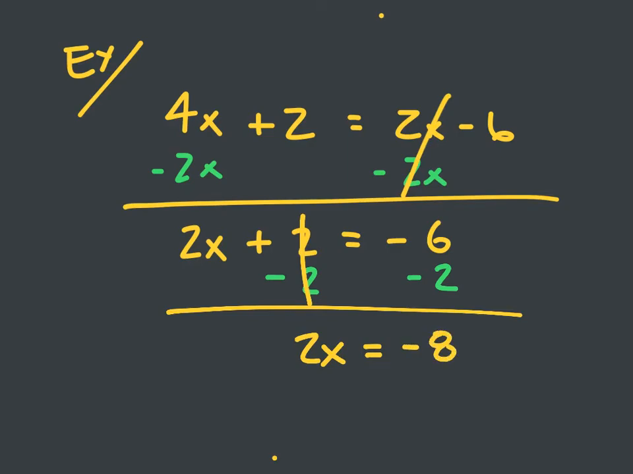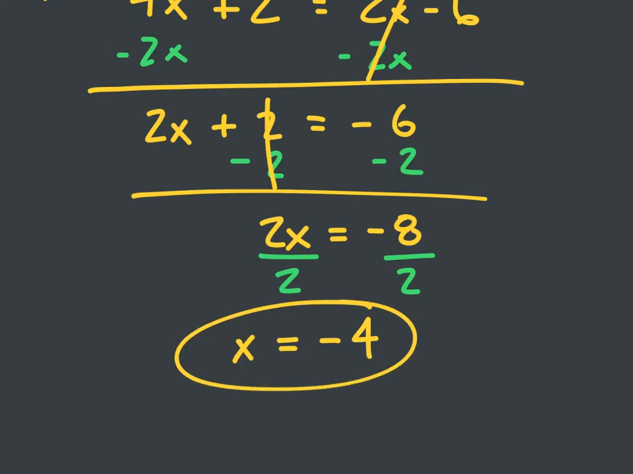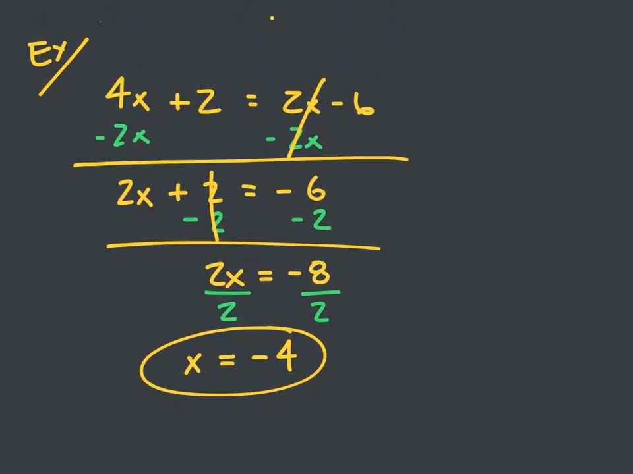All right, now 2 times some number gives you negative 8. So if I'm multiplying by 2, I want to divide both sides by 2. And as a result, that's going to give me that x is going to equal negative 8 divided by 2, which is going to give you negative 4. All right, and so that's my value for x. Now we've done this problem one way. Let's do it another way.